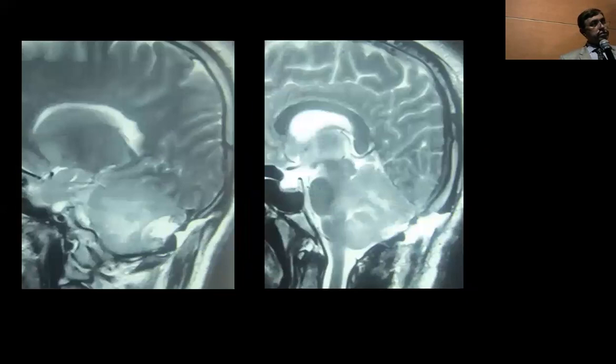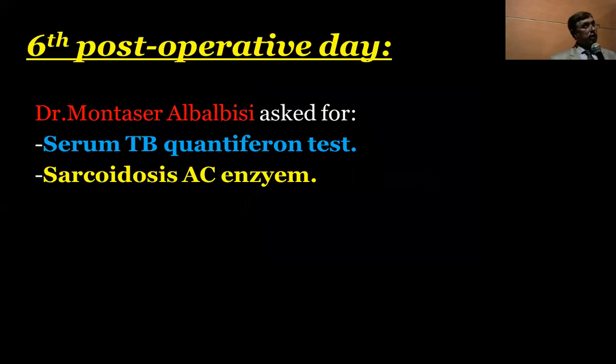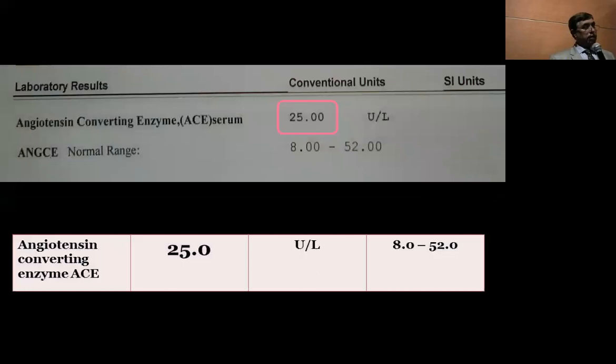PCR issue. Yes, it was negative. So these are the ones that Dr. Sampras asked for: the serum adenosine negative, TB A60 negative. The serum TB tests and sarcoidosis enzymes turned out to be normal. Angiotensin was normal for sarcoidosis.